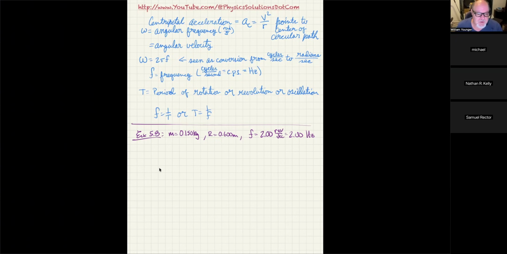What we're asked here is, what is the centripetal acceleration, a sub c equals question mark. Solution: we know a sub c is either equal to omega squared r, or it's v squared over r. Either one of those is fine. Since the object's going in a circle, its velocity is going to naturally be a constant.